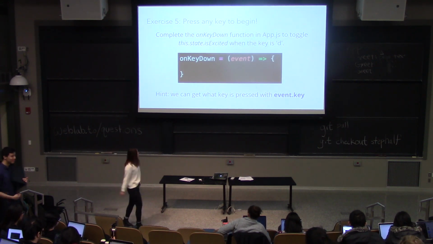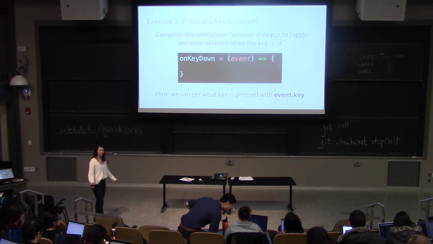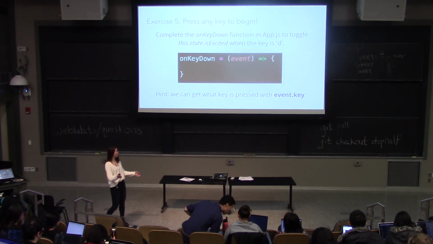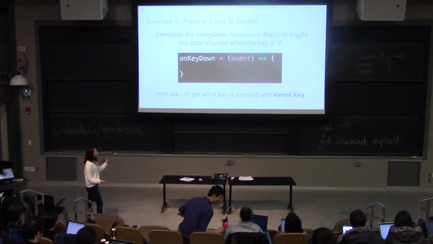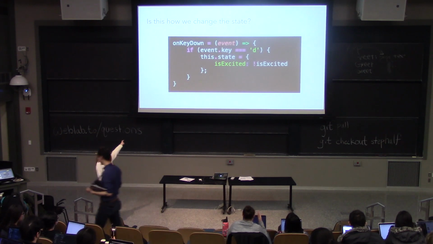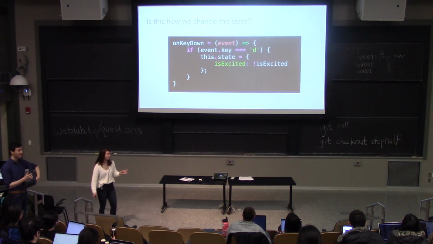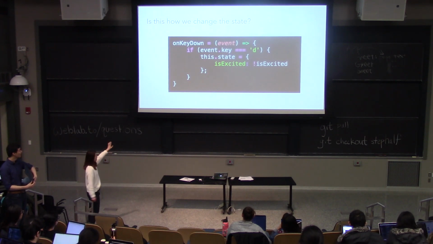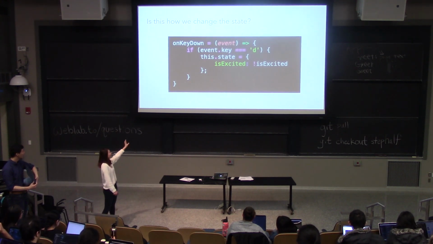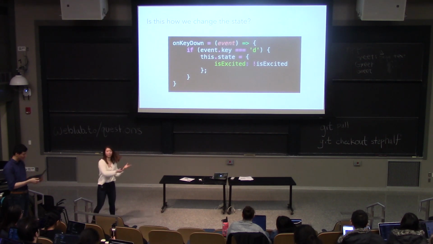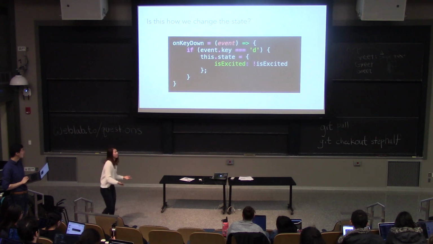Now that you guys have sort of implemented the onKeyDown function, it's fine if you're not done. We're going to come back to that later. Some of you might have tried to do this, and this is not correct for just one reason. This is not how you change a state. We can't just write it again. We have to use a React function called this.setState.